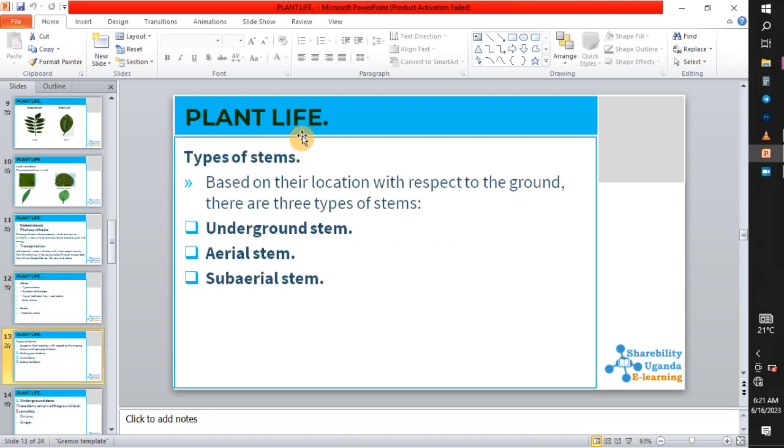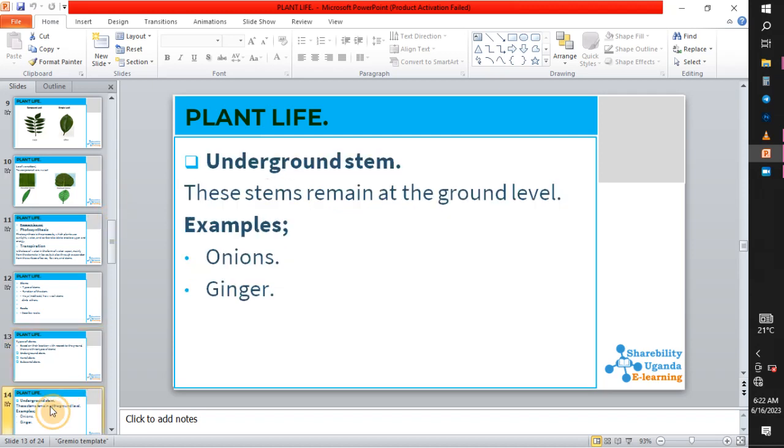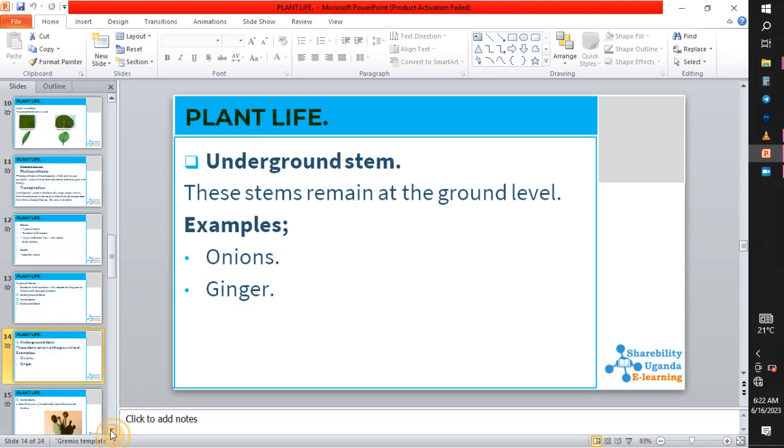Types of stems. Based on their location with respect to the ground and the plant, there are three types of stems. We have underground stem, aerial stem, and subaerial stems. Let us see how they look. Underground stems are stems that remain at the ground level, like onions and ginger. They don't exceed the ground.